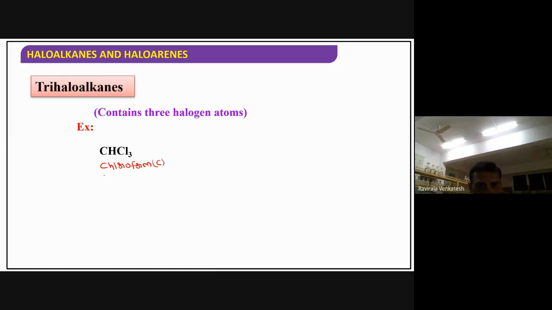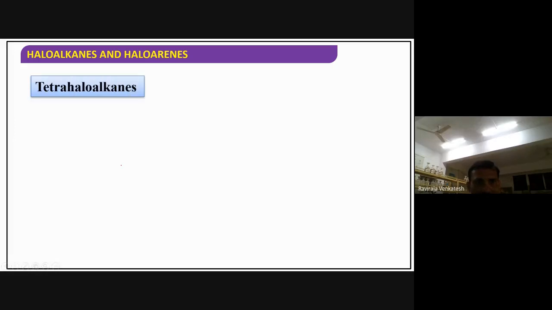What about IUPAC nomenclature? Anybody? Trichloromethane. Very good. Trichloro, methane. This is the IUPAC nomenclature. Chloroform or trichloromethane it is, isn't it? In this way we can give n number of examples here. Tetrachloro, CCl4, the best example is CCl4, tetrachloromethane. These are the different types.